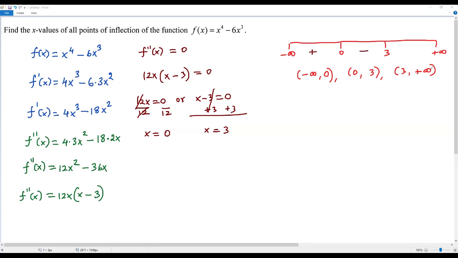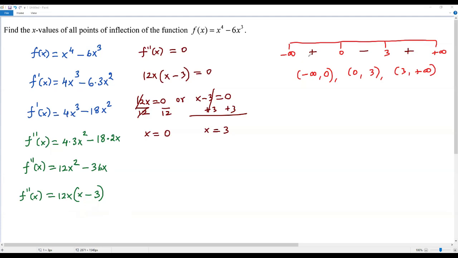Okay, now let's check the third interval, 3 to positive infinity, with the second derivative. For that, we have to take a random value in the third interval. So we can take 4. Now let's plug in x equals 4 into the second derivative. Then we get 12 times 4, and 4 minus 3 is just 1. Here this 12 is already positive, this 4 is positive, this 1 is also positive. When I multiply 3 positive signs, the result is also positive. So in the third interval, between 3 and positive infinity, f double prime of x is positive.